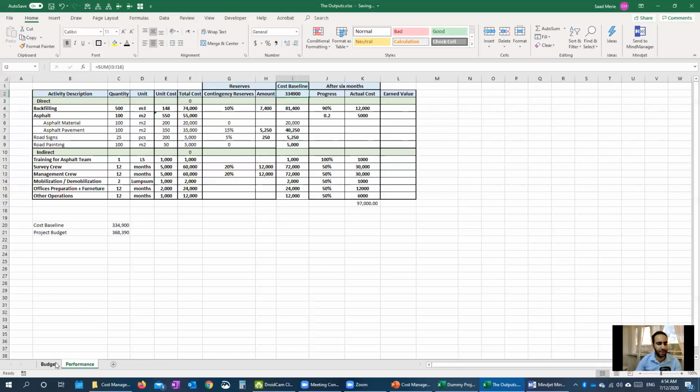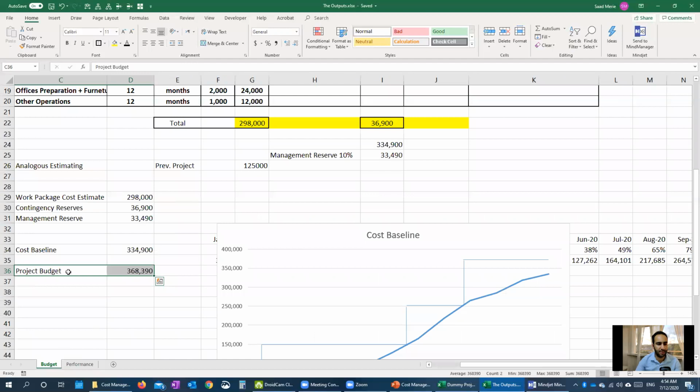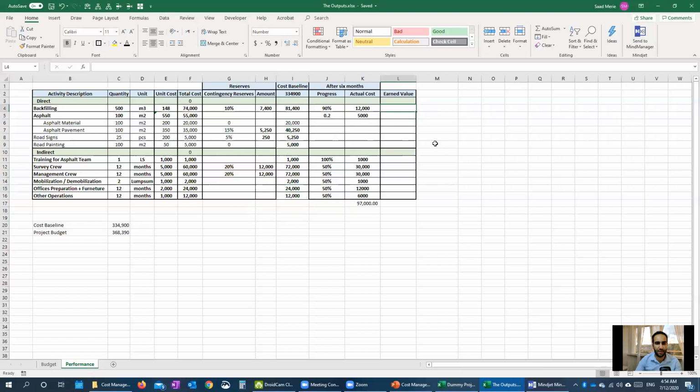We said that we make our comparison in the earned value comparing to the cost baseline. And the cost baseline is the budget that we have in our case. So we have the project budget here, but this is not the budget that we compare to. We compare to the cost baseline. So the earned value here equals the progress multiplied by the cost baseline value, in this case, the total cost plus the reserve.